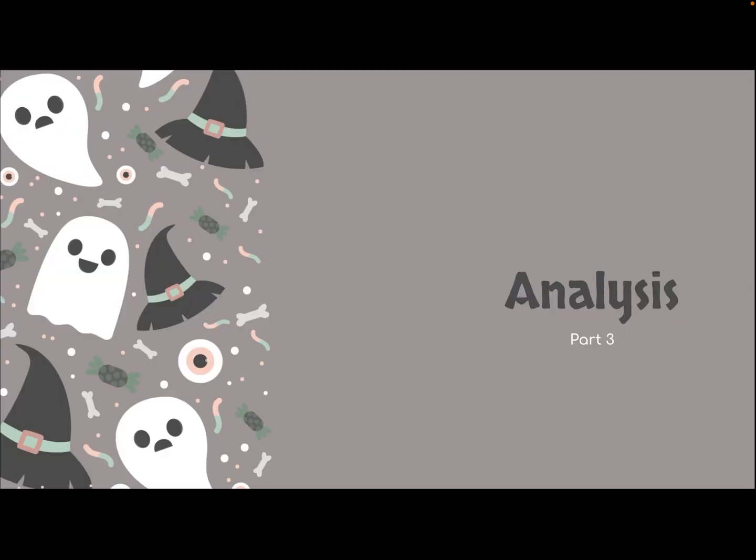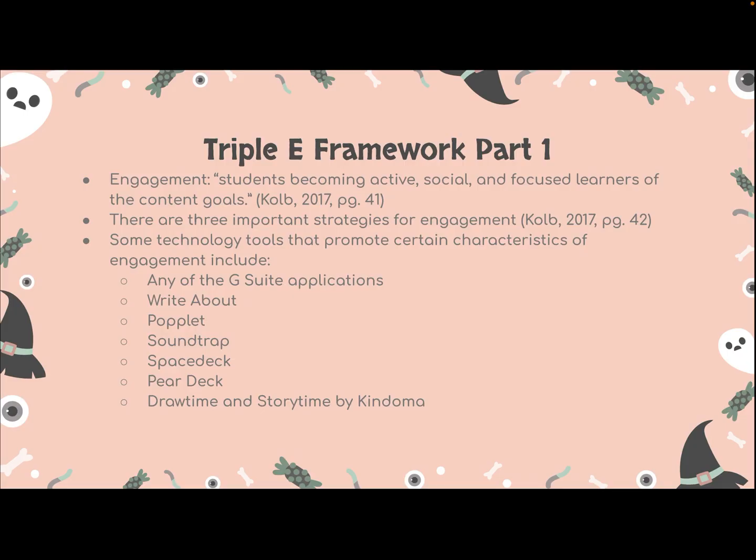So here is my analysis. So part one of the EEE framework is engagement, which Kolb defines as students becoming active, social, and focused learners of the content goals. One of the things that I thought was very good to note was that on page 40 of her book, she says that engagement is not just about holding students' attention. It is also about shifting them from being passive to active learners in the classroom content and learning goals.